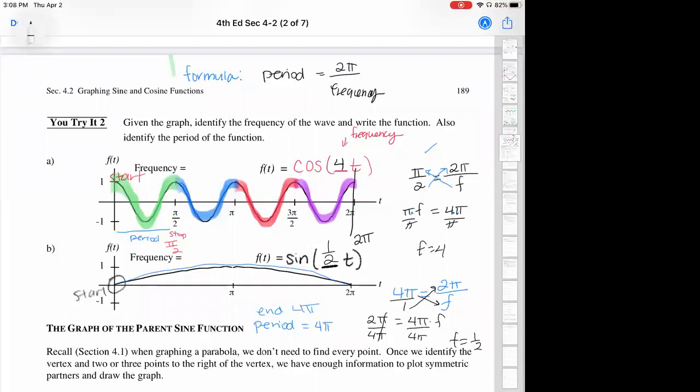So this is our graph. F of t equals sine of 1/2 t. You can also write it as sine of t over 2. That's the same as 1/2 t. Both of them will work.